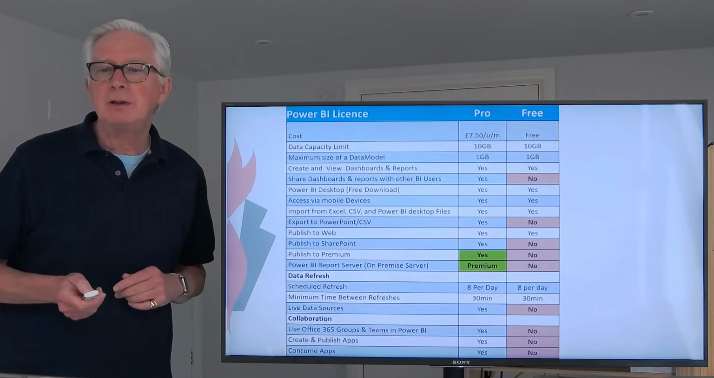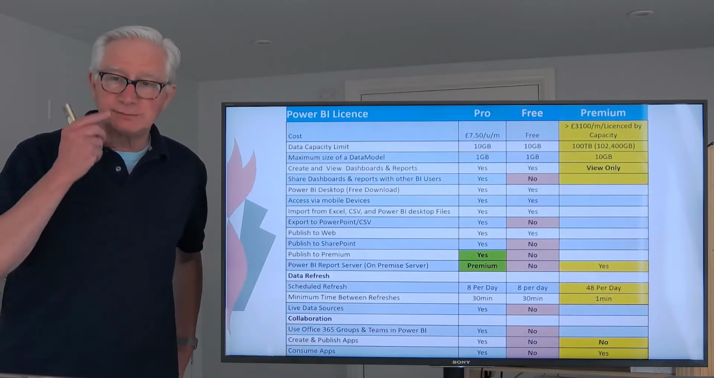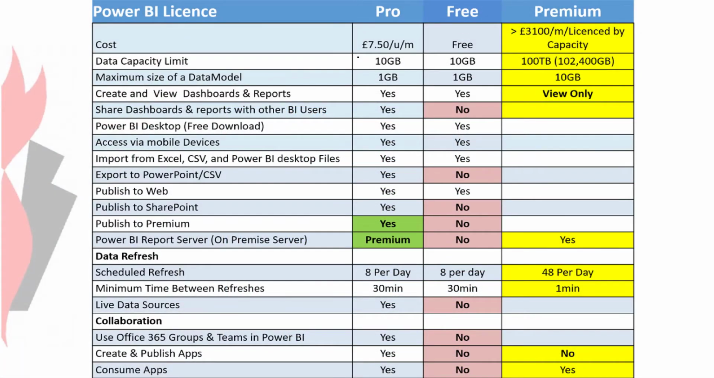Third license type is the premium license. Premium license, as its name suggests, at a premium price. It's quite expensive, up to £3,100 per organisation. This is per capacity. So one way of thinking about this is you can buy this for the organisation or you can buy this as a capacity limited element.